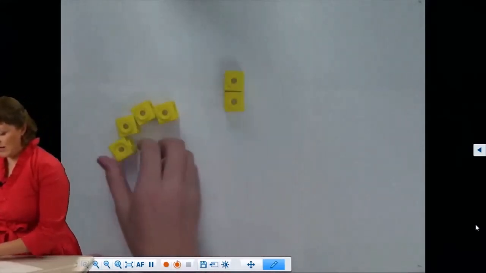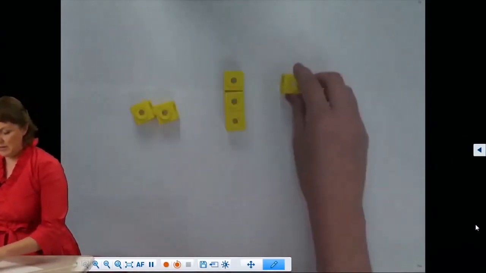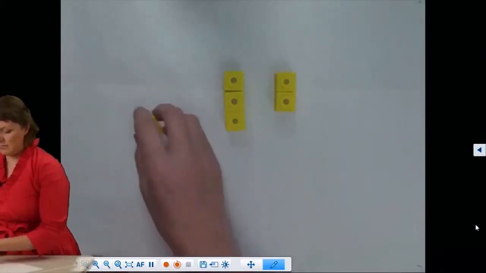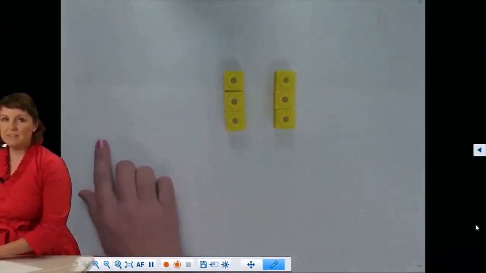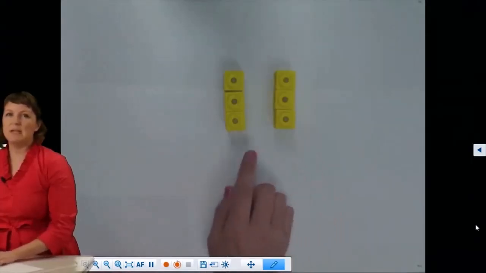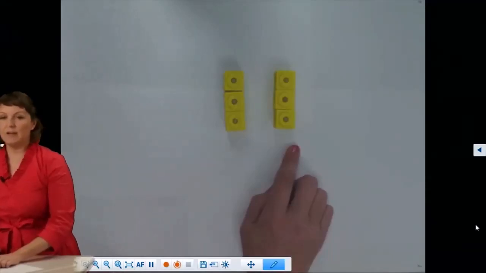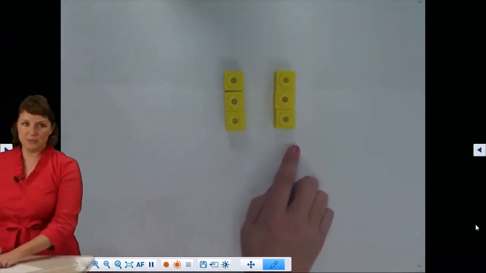Well, I can make 1 group of 3. I still have cubes to make into another group. I can make a second group of 3. So when I have 6 and I make groups of 3, I end up making 1, 2 groups. So 6 divided by 3 equals 2.